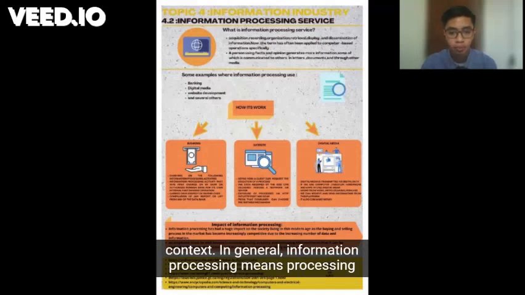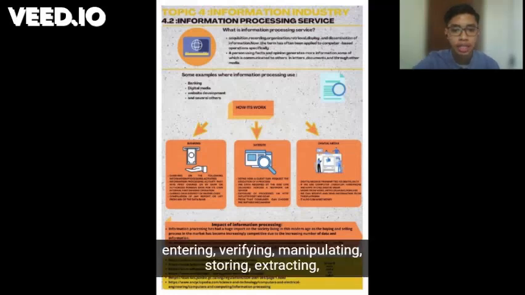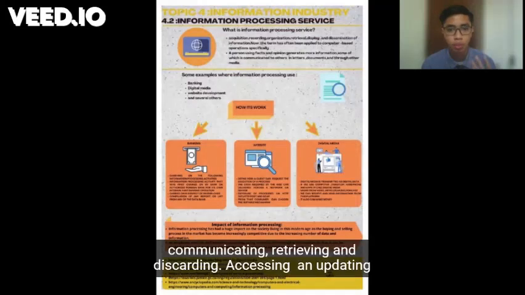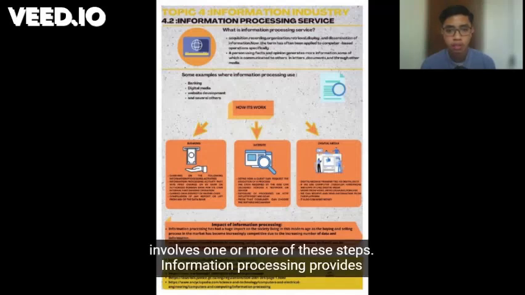In general, information processing means processing new data, which includes a number of steps, namely acquiring, entering, verifying, manipulating, storing, extracting, communicating, retrieving, and discarding. Accessing and updating files in the future involve one or more of these steps.